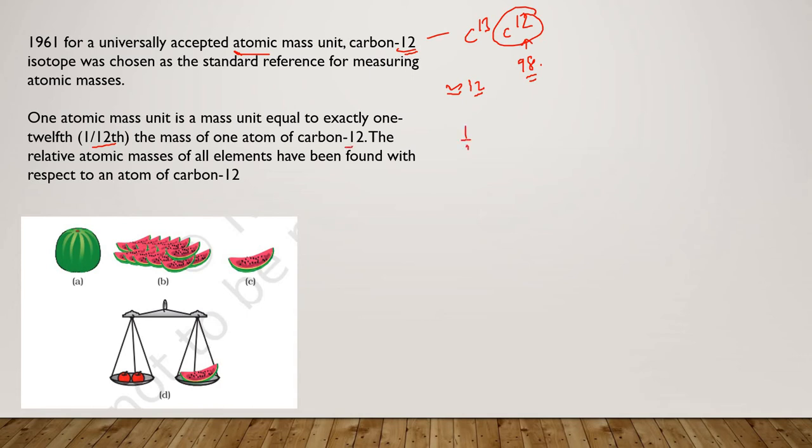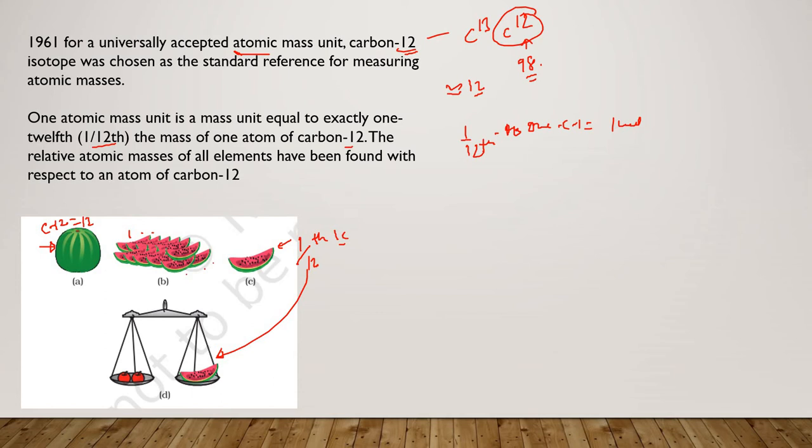Basically, 1/12 of the mass of one carbon atom comes to 1 unit. Now let's take an example. This watermelon, assume that this is one carbon 12 atom which has 12 units. Now you chop it into 12 pieces, 1, 2, 3, 4, 5, 6, 7, 8, 9, up to 12, and each piece basically becomes 1/12. You put it here, which is the mass of 1/12 of one carbon atom, and then you compare how heavy other element atoms are.